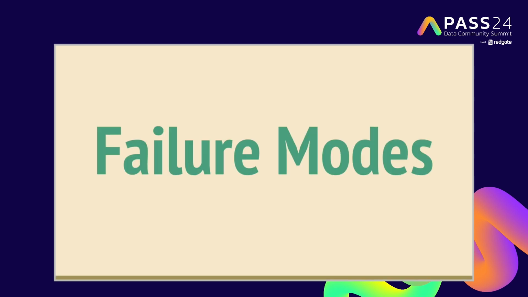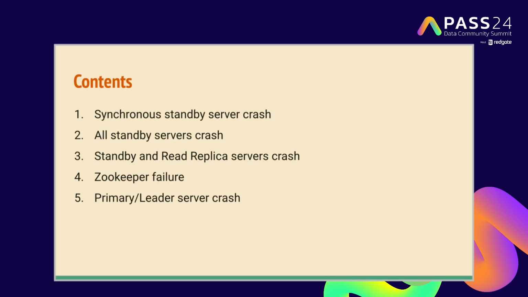So now we know what the impact would be on write latency or TPS. We also wanted to know how Patroni will act in case of failures, such as a server crash or resource contention. So we can look into what Patroni will do in case of synchronous standby server crash, all standby servers crash, standby and read replica servers crash, ZooKeeper failure, and primary or leader server failure while waiting for an acknowledgement from a synchronous standby.